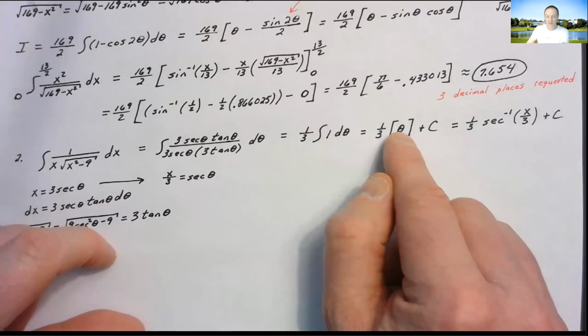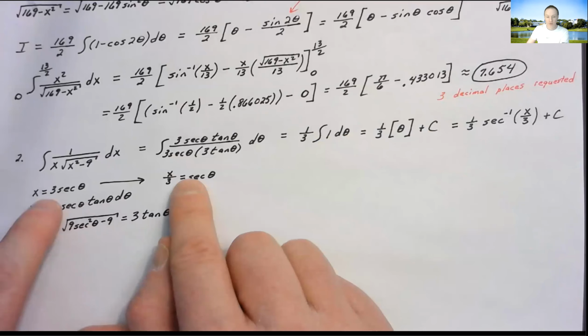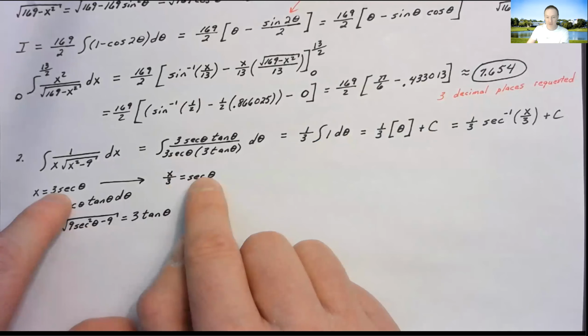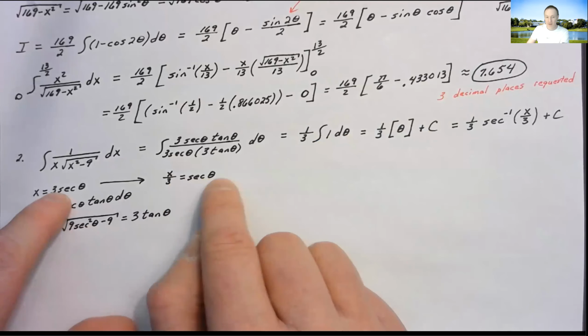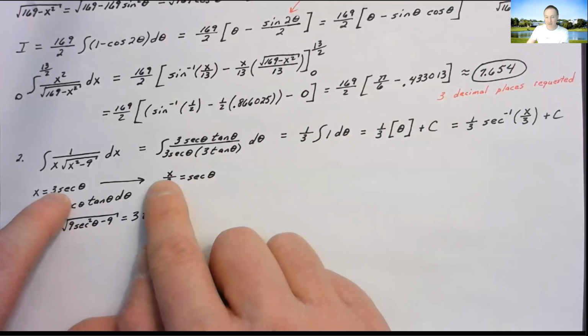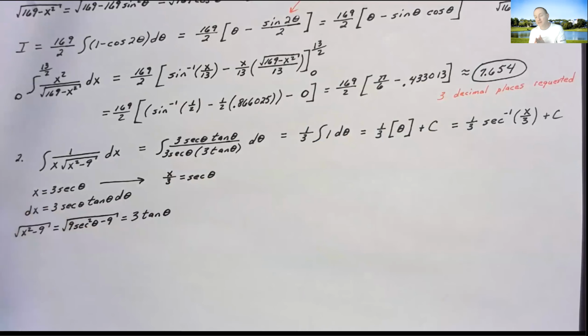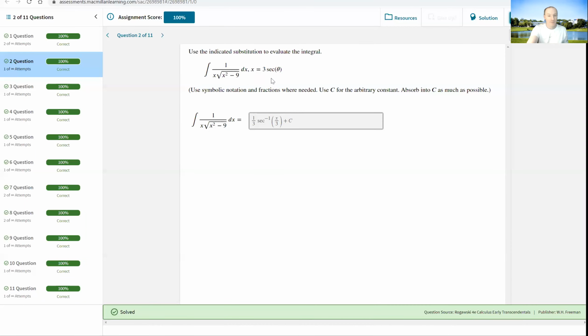Well, how do we solve for theta? We know our original trig substitution is equivalent to saying x divided by 3 is the secant of theta. Therefore, theta is the inverse secant of x over 3. And I get 1/3 inverse secant of x over 3 plus that glorious constant of integration. And you see, that's precisely how Achieve wanted that answer on that question.